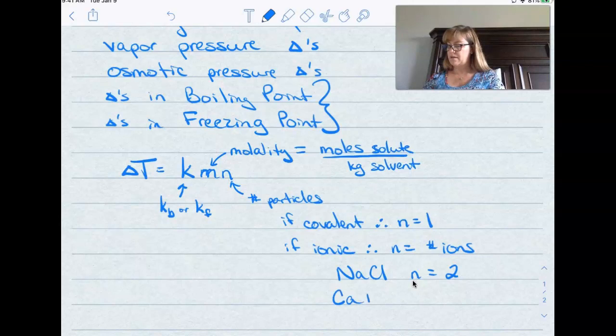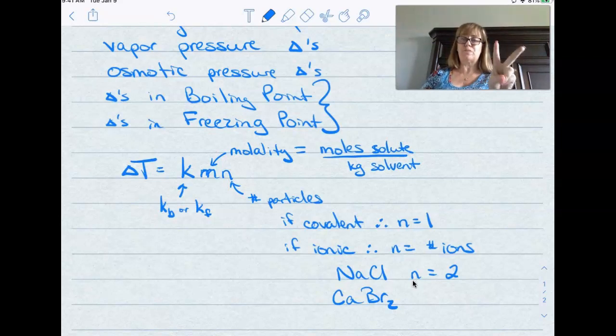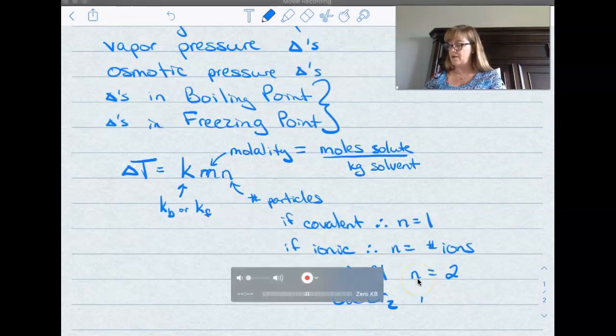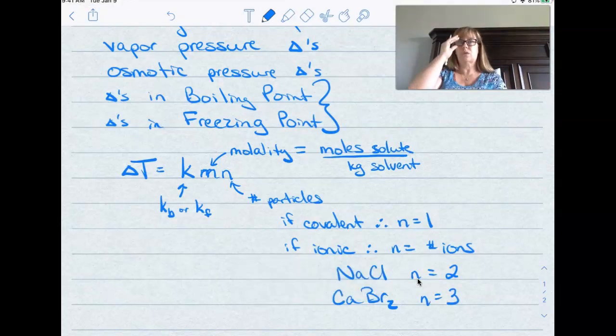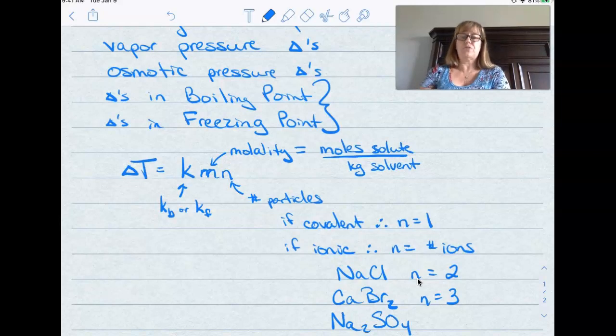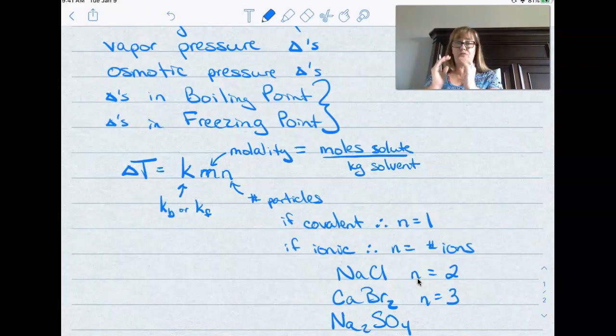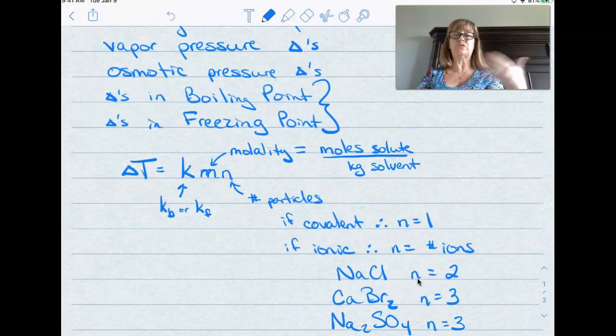Well, what about calcium bromide? You've got calcium ion, but now you've got 2 bromine ions. So therefore, your n would equal 3. Okay. What about something like sodium sulfate? Remember, sulfate is your polyatomic ion. So therefore, the sulfate ion, that SO4, stays as 1 ion. But now you have 2 sodium ions. So your n would equal 3. Okay? Key background information you need to know in order to be able to do these calculations.